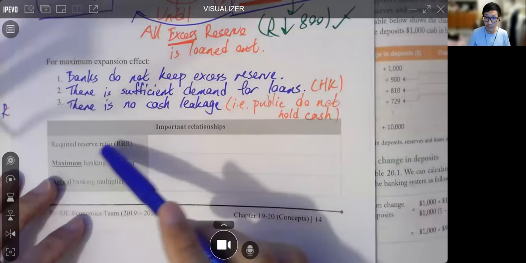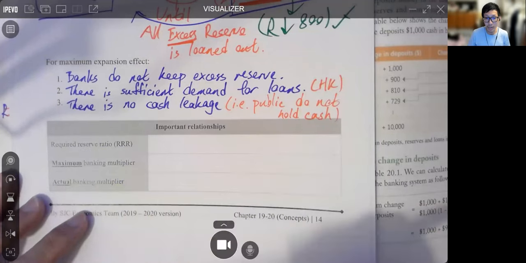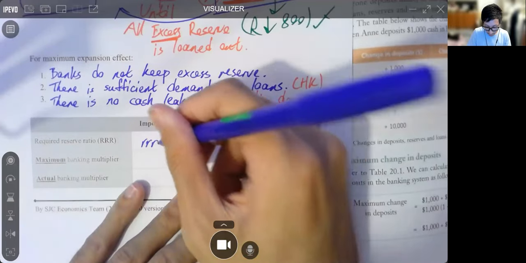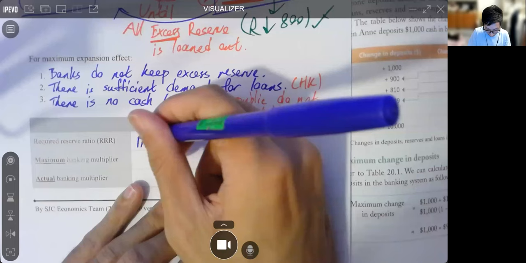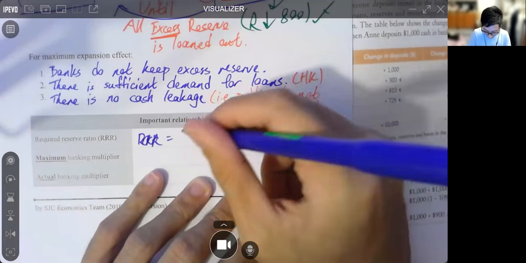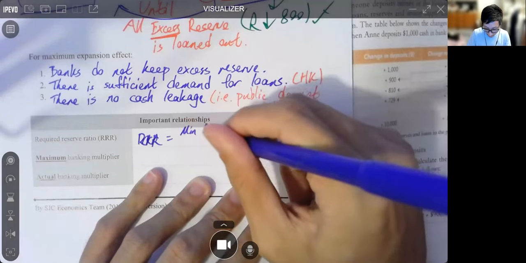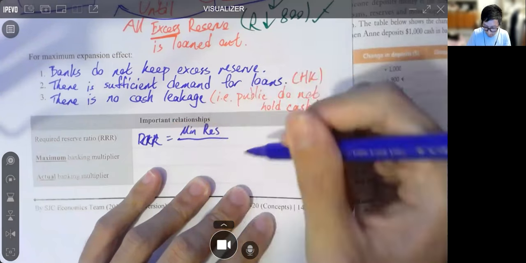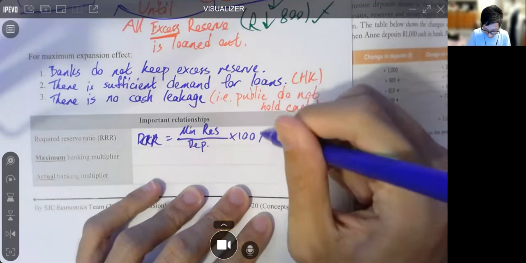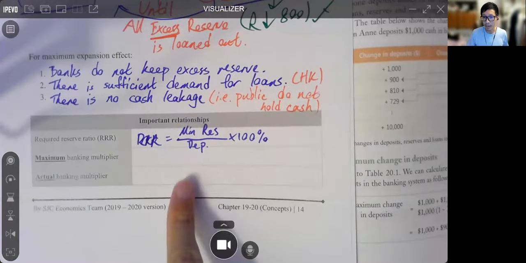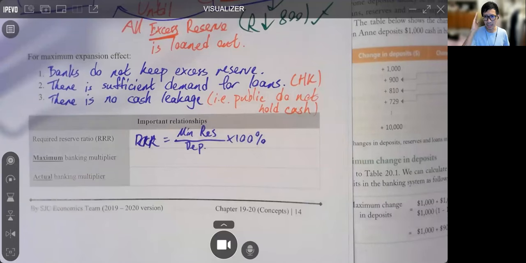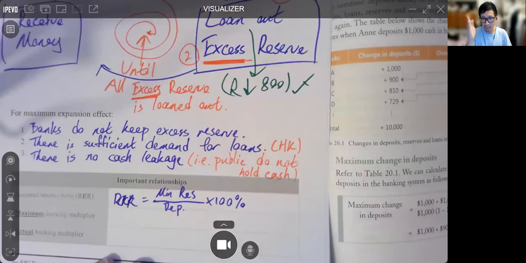好嗎? 好,我們看多一點啦, again, what is required reserve ratio? Required reserve ratio is just the minimum reserve divided by actual deposit times 100%. OK, 好嗎? 知道這個就可以了。 Next two, let's look at the next two relationship in the next video when we talk about calculation. OK?